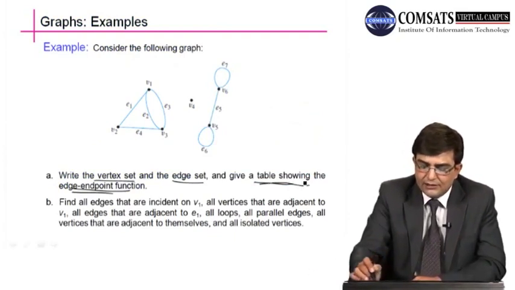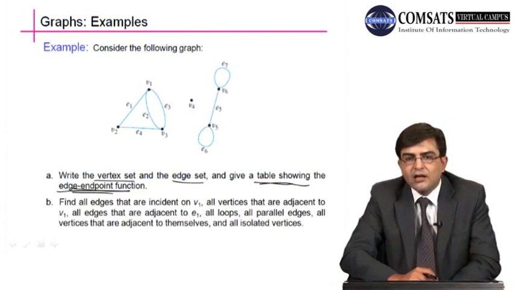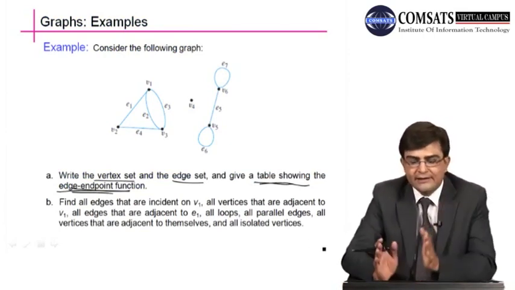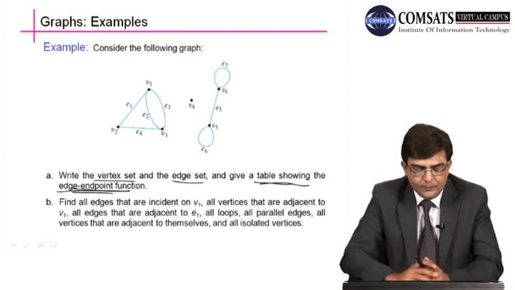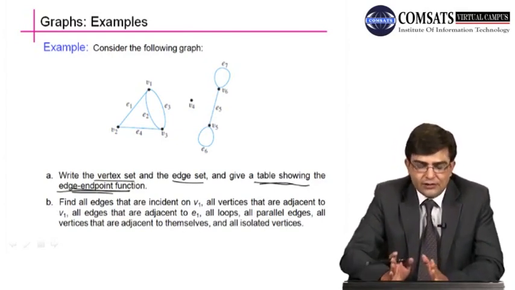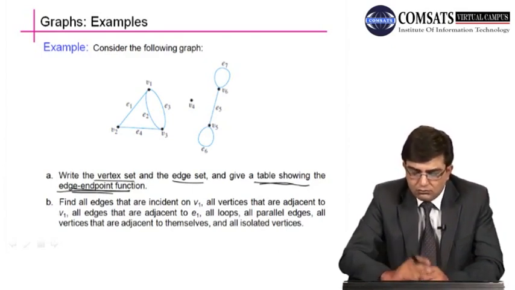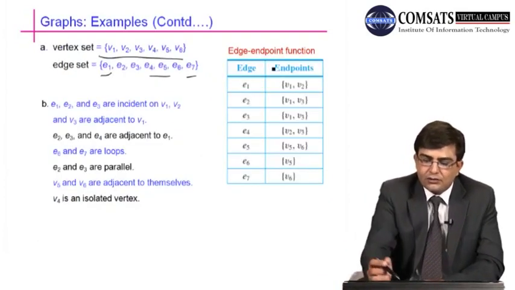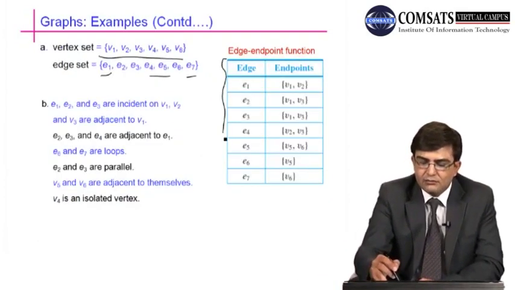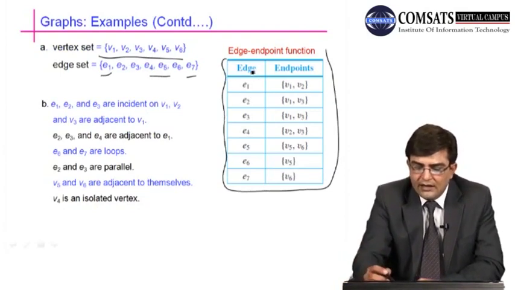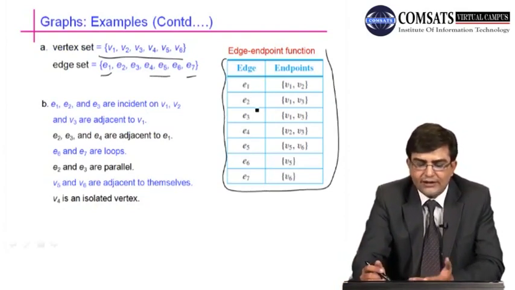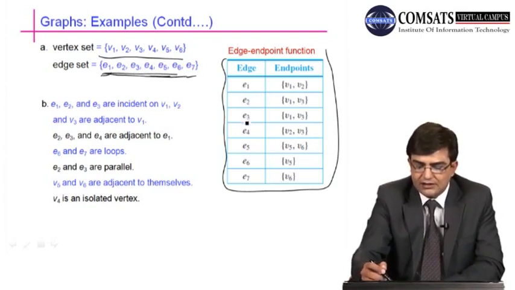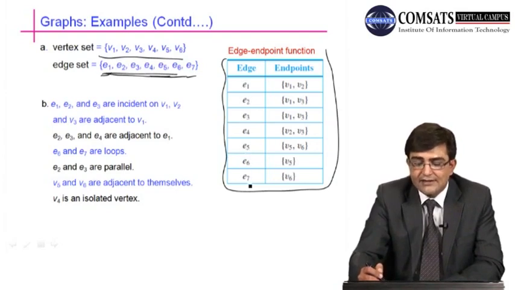Now the last thing is a table showing the edge endpoint function. In this table, in the first column we shall write the edges, and then in the second column we shall write the vertices which are the endpoints of those edges. So the edge endpoint function is basically a table. In the first column we write all the edges which come in the edge set: E1, E2, E3, E4, E5, E6 and E7.